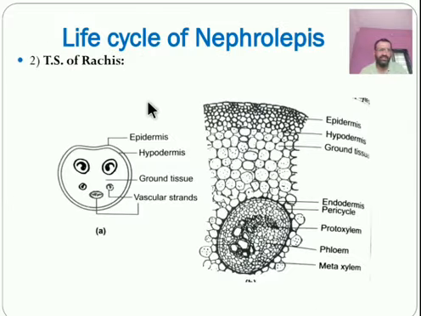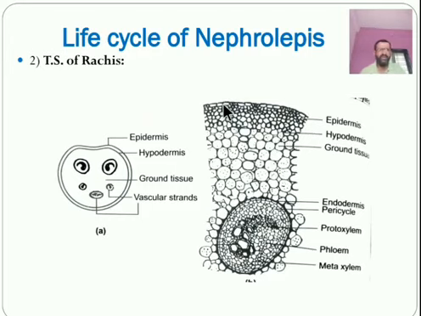Let us see, next one is the rachis. We know the rachis, and when we take the section of the rachis, it is divided into 2 to 3 main parts. The first one is the epidermis and the second one is the hypodermis. Let us see here, the outermost layer is the epidermis.